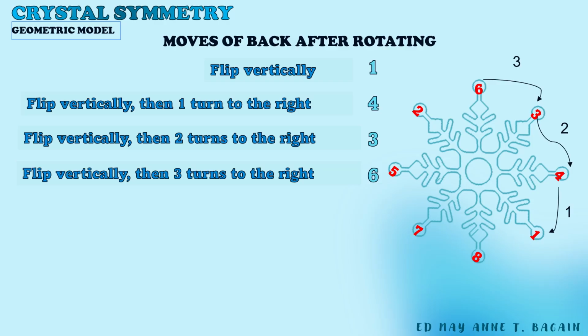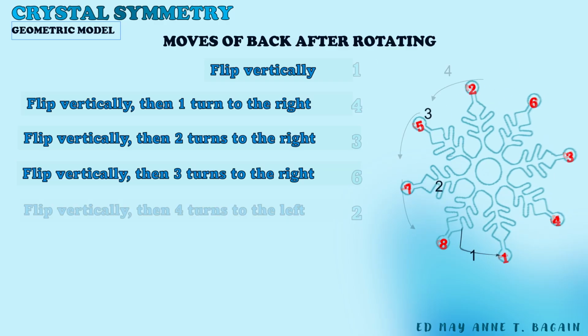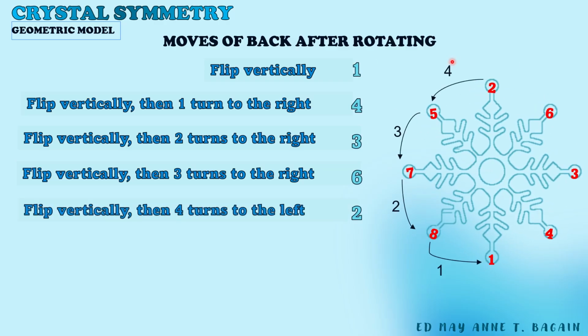Next, we have flip vertically, so we're still looking at the 1, but this one we need to turn 4 turns to the left. For example, we're looking here at the 1. If we turn it to the left, we are turning it counterclockwise. So 1, 2, 3, and 4, four turns to the left.